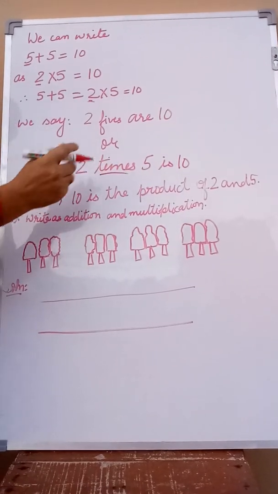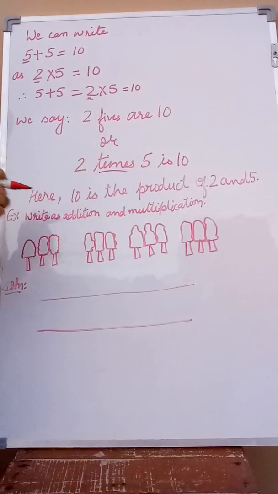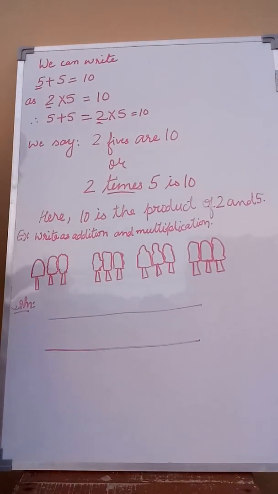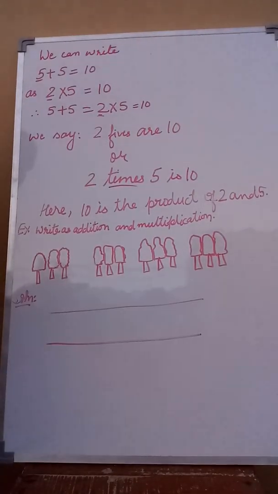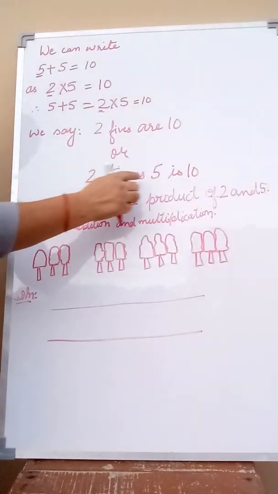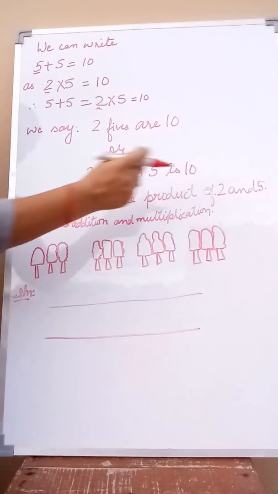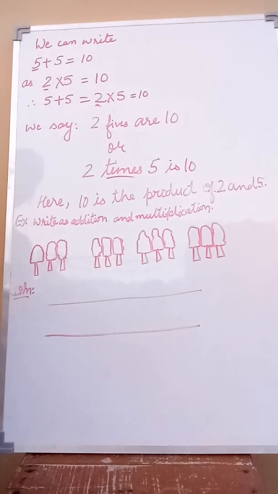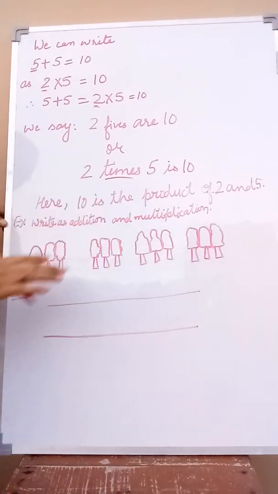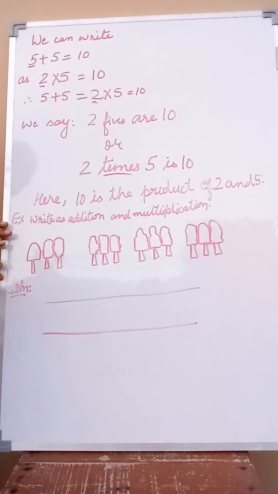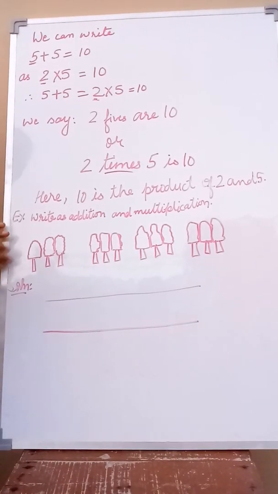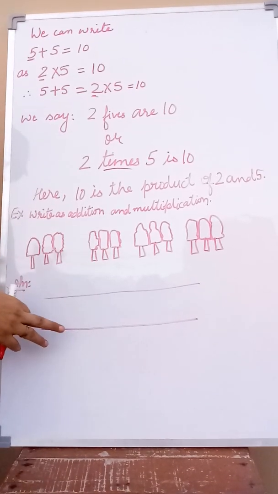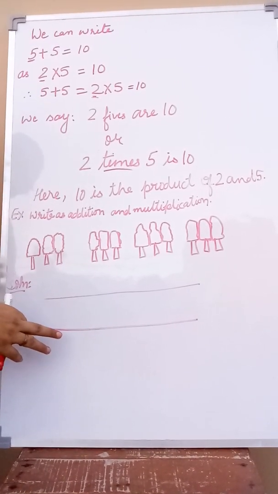This times means you are multiplying these two numbers. When the number is written 2 times, it means 2 is multiplying with another number. So here 2 and 5 are multiplying each other, and the product is 10. Let's take one example to prove all these things again. Write as addition and multiplication. Here a few figures are given. In the first blank, you have to write in addition form, and then convert that addition into the multiplication form.